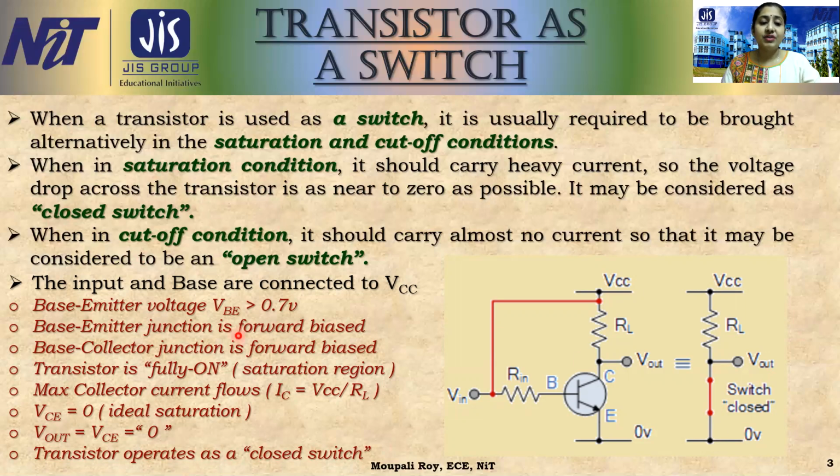If it is the cutoff region, that means below 0.7 volt, then it works like an open switch. If it is above 0.7 volt, then it is a closed switch, because this is the saturation condition. So depending on the cutoff condition and saturation condition, it is either a closed switch or an open switch. That means the transistor is a switch.